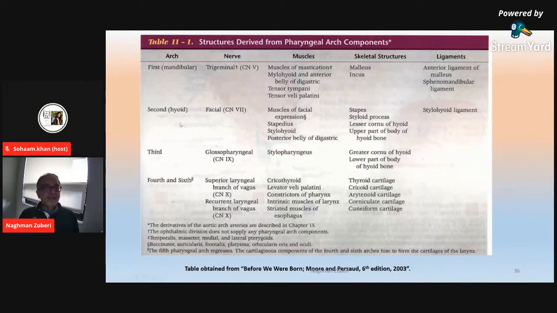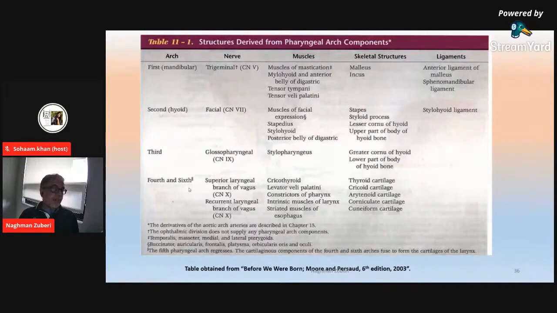Skeletal structures derived from the second arch: stapes, styloid process, lesser cornu of hyoid, upper part of the body of the hyoid bone. Ligaments: stylohyoid ligament. Third arch: glossopharyngeal nerve, and stylopharyngeus muscle is derived from it. Skeletal structures: greater cornu of hyoid, lower part of the body of hyoid bone.